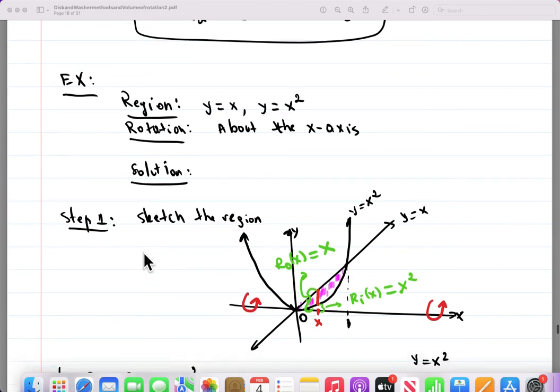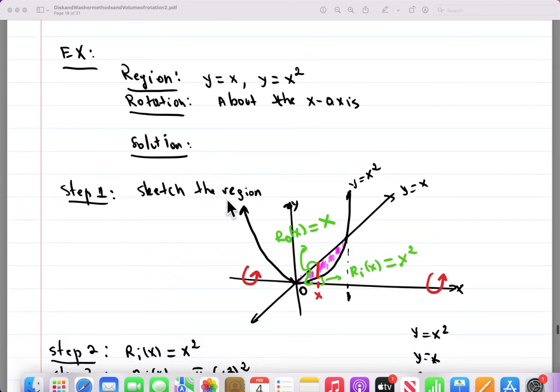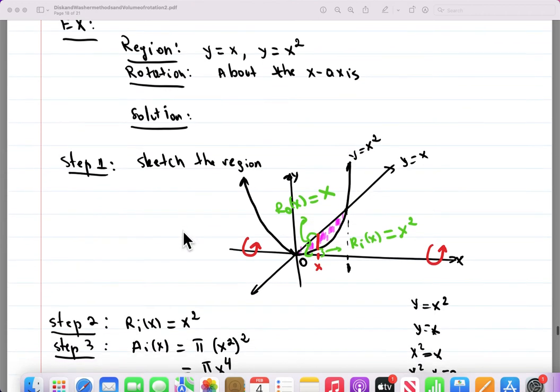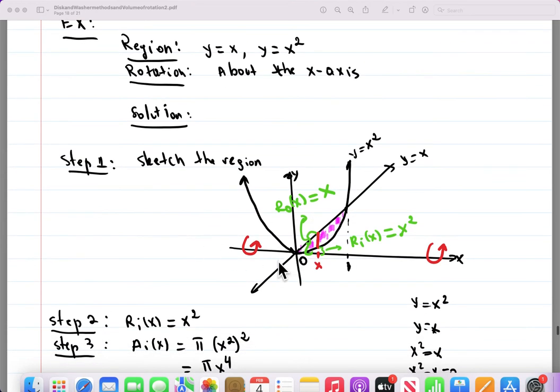So step 1, we graph the region. You graph y equals x squared. It's a parabola that opens up with vertex at 0, 0. The y equals x is the identity function, which is a straight line that goes through 0, 0, 1, 1, and so forth. So the two curves give us this region.